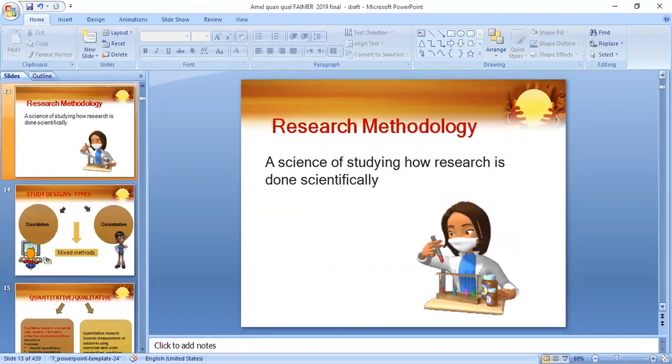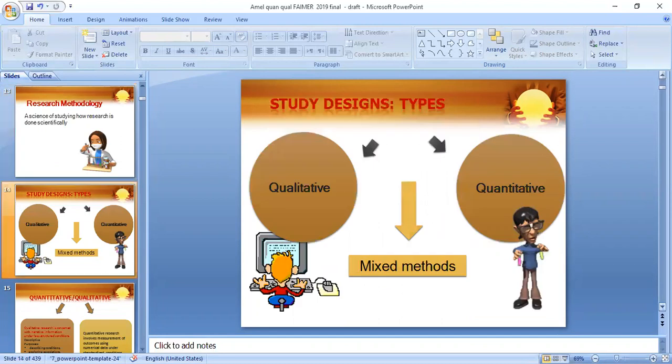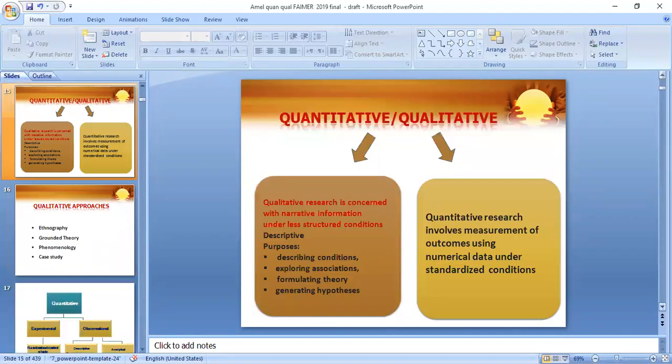Research methodology is a science, and of course it is an art. We have two main types of research methods. We have the qualitative type and the quantitative type. And of course, we sometimes can do a mixed type of them.